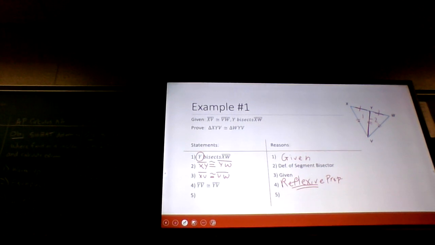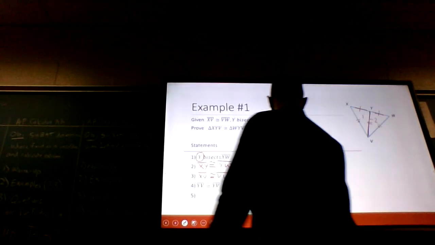I'll give you a hint. It's either this, or it's one of those two. Which one is it? Look at the picture. It's SSS, isn't it? So this answer is going to be SSS.